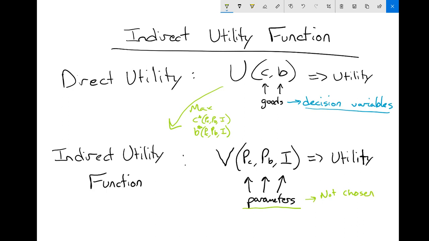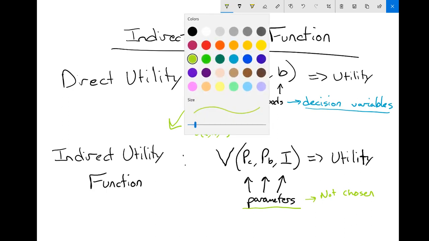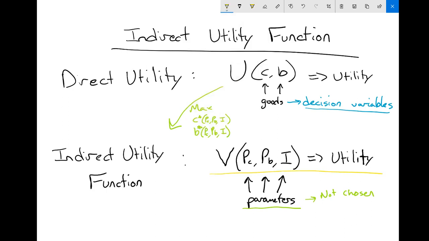So when we maximize the direct utility function, what we're doing is we're looking at the decision variables. We are solving for the optimally chosen decision variables. When we plug those back in, now we have a utility function that is only a function of the parameters. That means this indirect utility function takes the non-chosen parameters. That means we're not choosing our income and we're not choosing the prices. We just take those as a given. At any given time, I haven't chosen my income. I take it as a given. I don't choose the prices that I face in the market when I go to buy coffee and bagels. I just take those as a given.